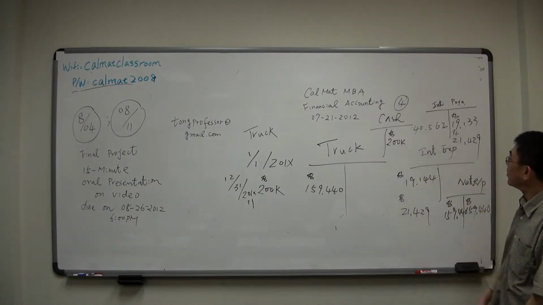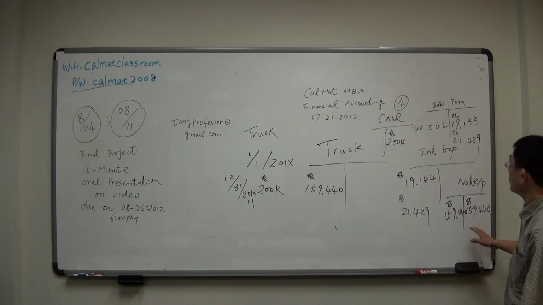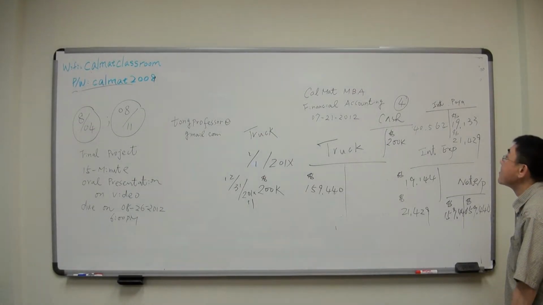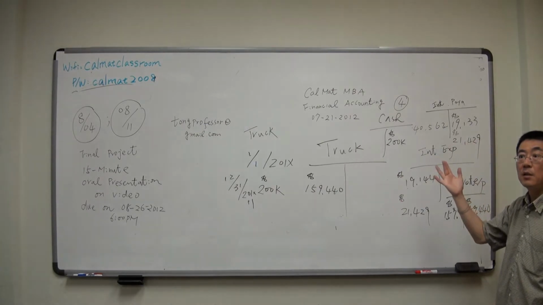Those numbers probably a little bit. $2 difference. Calculation. Right? Okay. Any questions so far? Any problems so far?